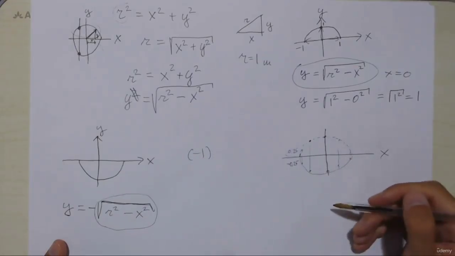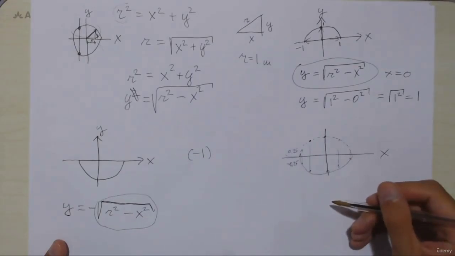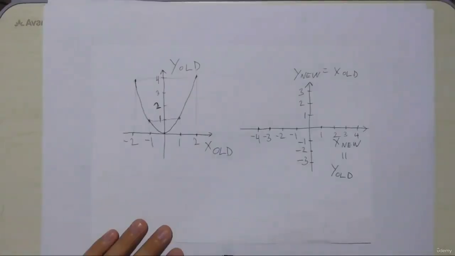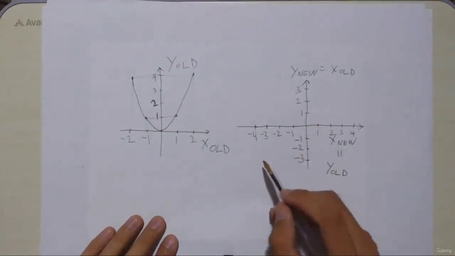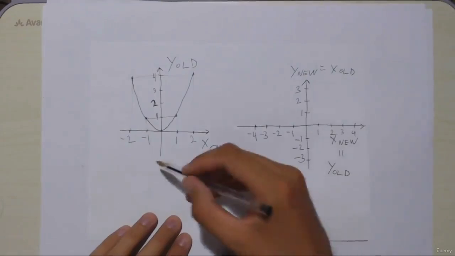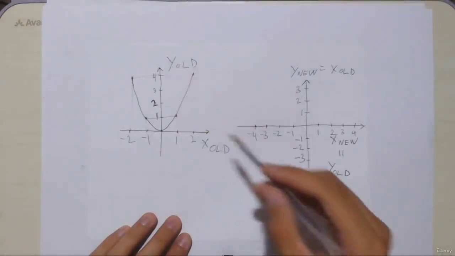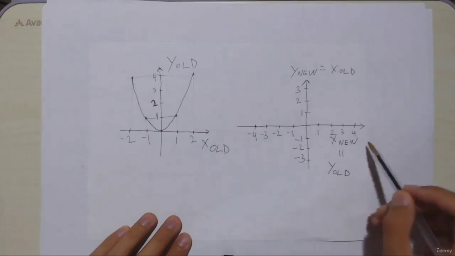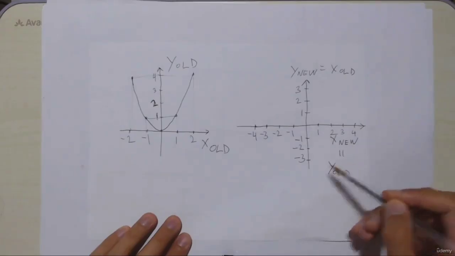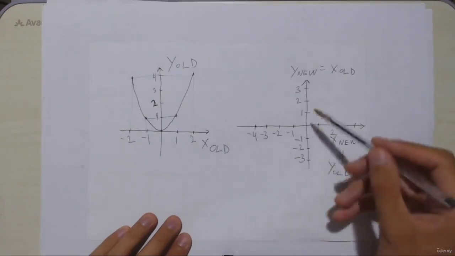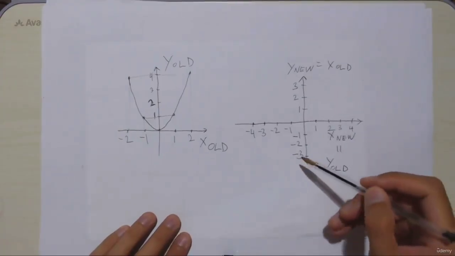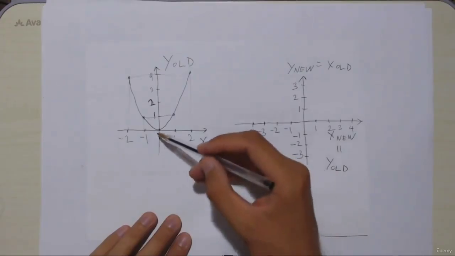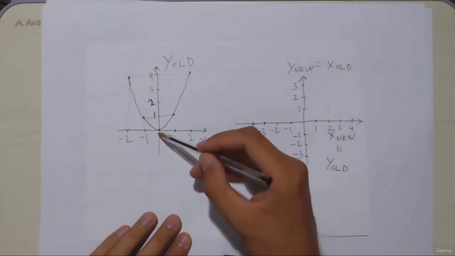Alright, there's one more thing I want to cover, and that is the inverse of a cubic function. So I have a parabola here, and I want to take an inverse of that parabola. So what do I do? I take the y old axis and put it here, and I rename it x new. And then I take the x old axis and put it up like this, and I rename it y new.